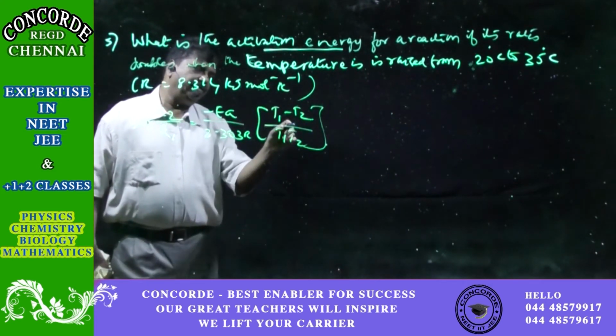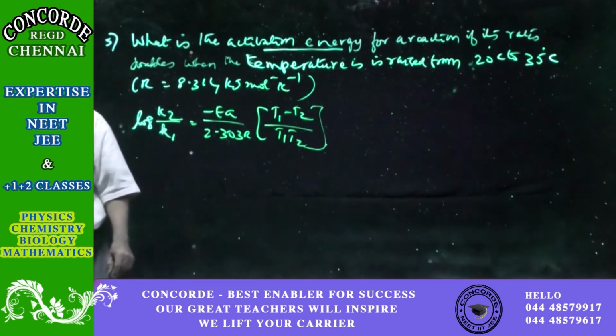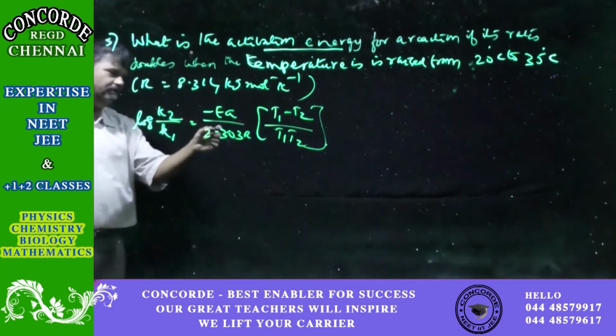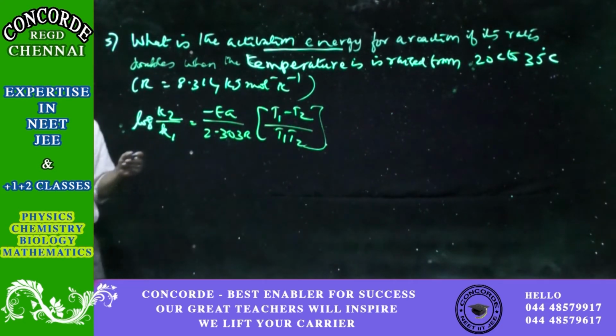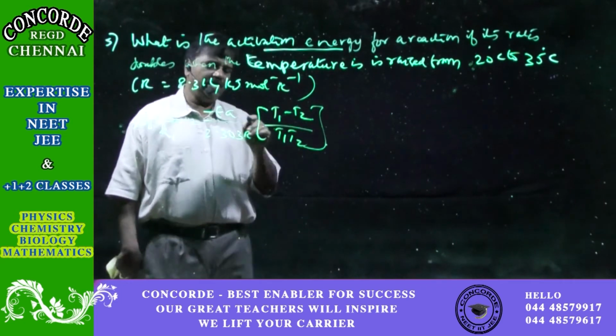In case the temperature is not varying, it will be T here. Otherwise, if the temperature is varying, the initial temperature is T1 and this is T2. So in this we should know what all things we know. We have to find the Ea, and we have R.